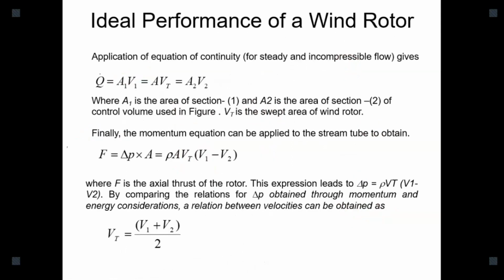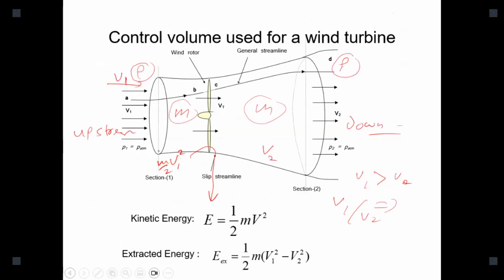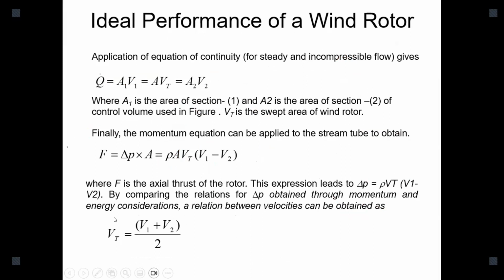Okay. Now we can write this simple equation. It's not very complex. Actually, we are calling this the ideal performance of the wind rotor. Then we can write the flow rate equation. Then we can define VT, the wind speed at the middle of the wind rotor. It is the mean value of V1 and V2, upstream and downstream, so VT is V1 plus V2 divided by 2.